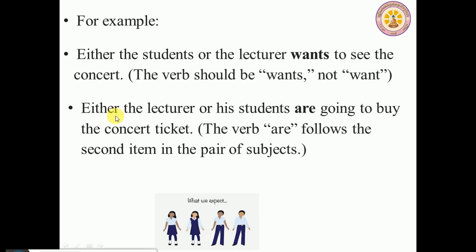One more: Either the lecturer or the students are going to buy concert tickets. So the verb "are" follows the second item in the pair of subjects. It agrees with the last subject, students, which is plural, so it does not agree with the first subject. The verb agrees with the last subject, the subject that stands next to it.